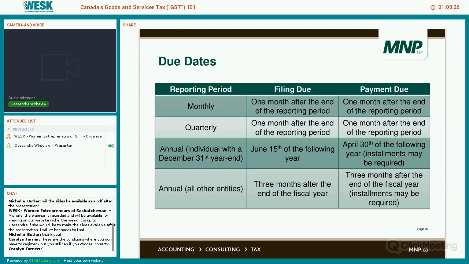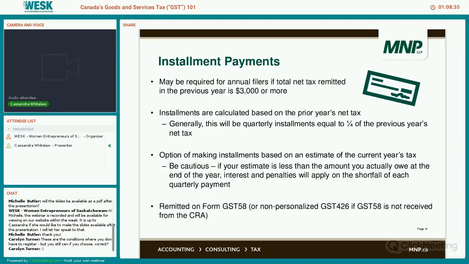If you're an annual filer for anything other than a sole proprietorship, both your GST return and your payment will be due 3 months after the end of the fiscal year.